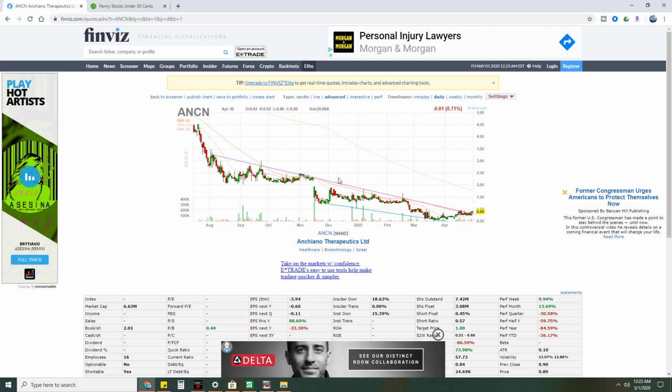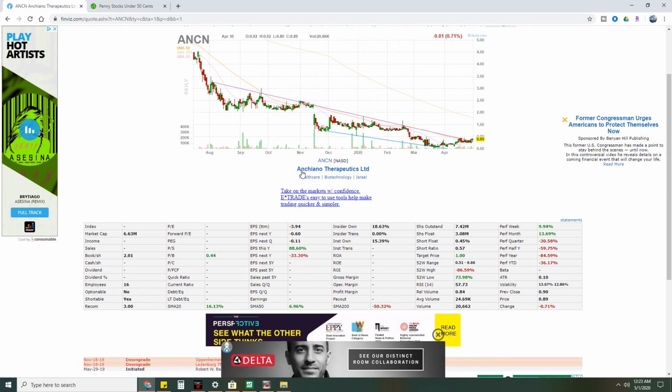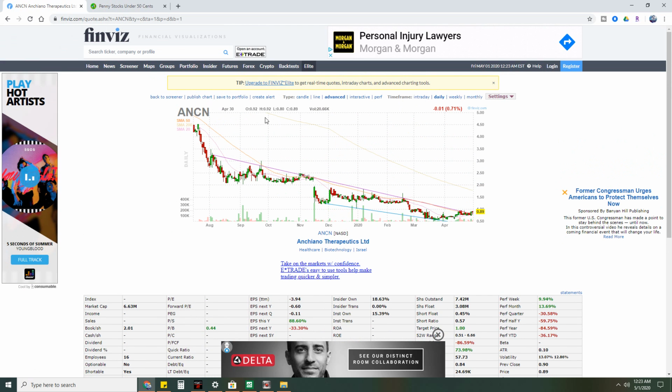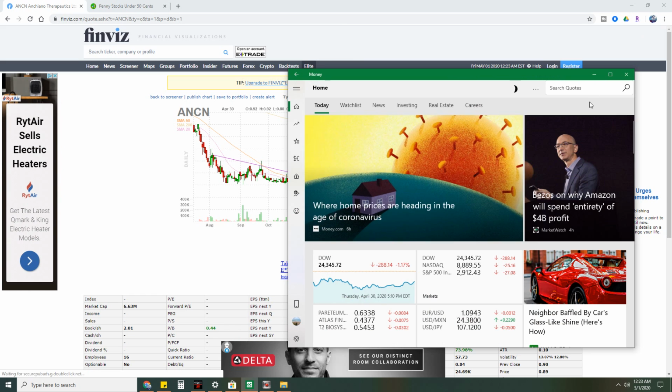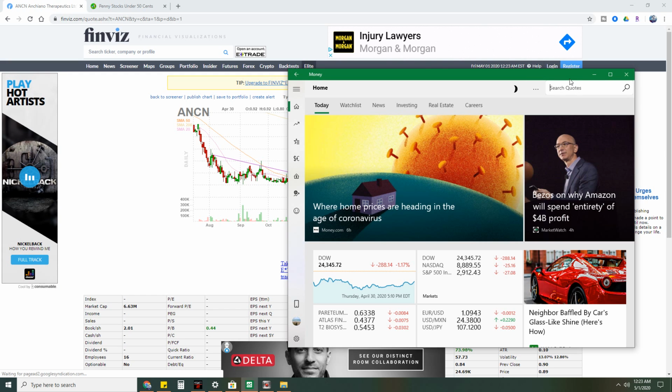As we left off, we were looking at ANCN, a stock called Anciano Therapeutics. I don't know if I said it right, but as I was saying in the previous video, one of the things I don't like to use is the graphs that they have here at Finviz. Instead, what I like to use is the Microsoft Money app, and they give you a lot of detailed information that will help you make a better decision on whether or not you want to trade the stock.